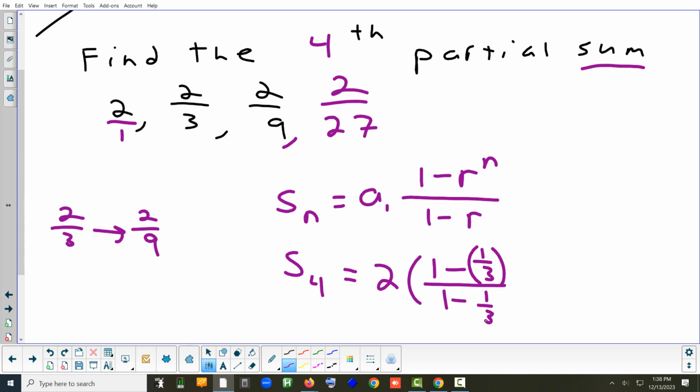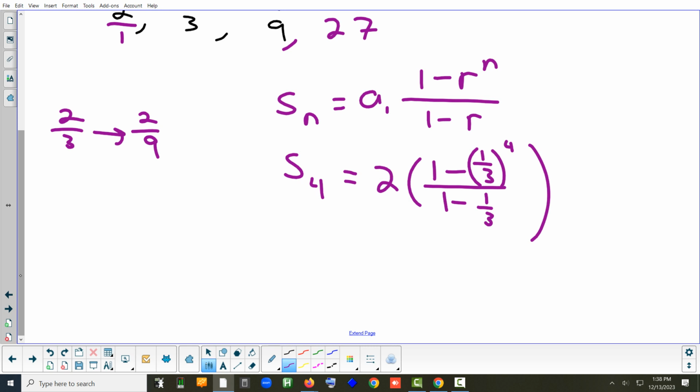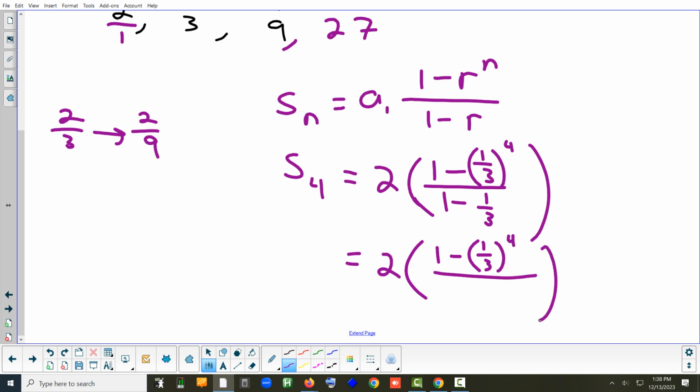And n is how many terms we're going to add up. 4. Yep. We're going to add up 4 terms. So now we're going to type that in and see what we get. What we might want to do is just simplify the bottom. If you have 1 minus 1/3, what's that going to be? Well, Lance, what's 1 minus 1/3? 2/3. Yeah, 2/3. The only reason I would do that first is because it's going to be a little easier to type that in on the calculator.